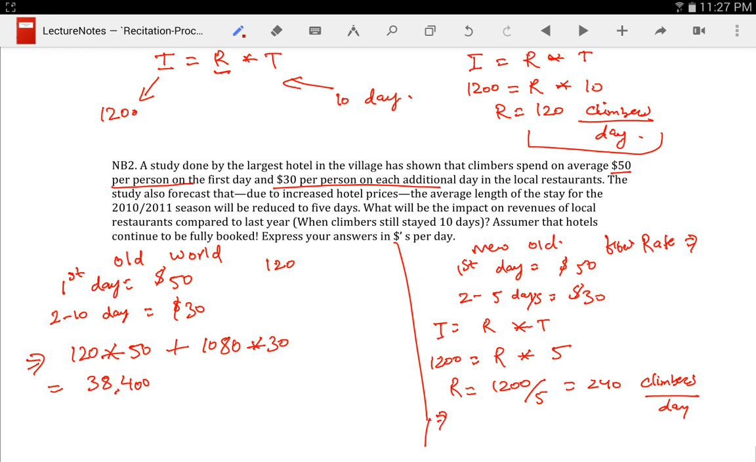What's happening in the new world? Well, there are 240 people for whom it's their first day, so 240 multiplied by 50. The remaining 960 people, that is 1,200 minus 240, spend $30. So altogether, they spend $40,800 per day, right?